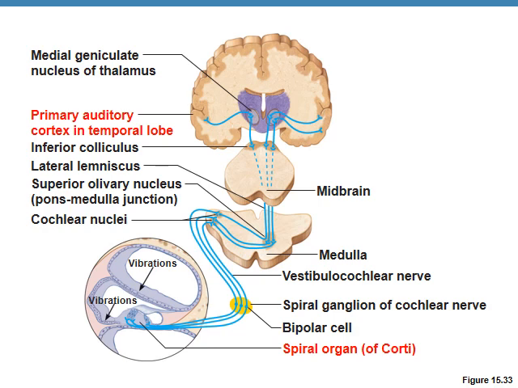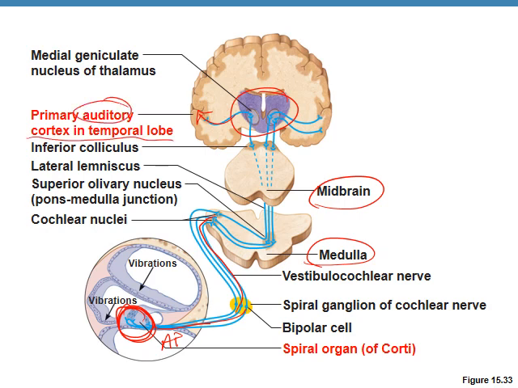Where does this information go? So here is the sensory information, the action potential is coming in. It's going to synapse in several locations, the medulla oblongata, up through the midbrain to the thalamus, and remember it has to go out to the auditory cortex and the temporal lobe.